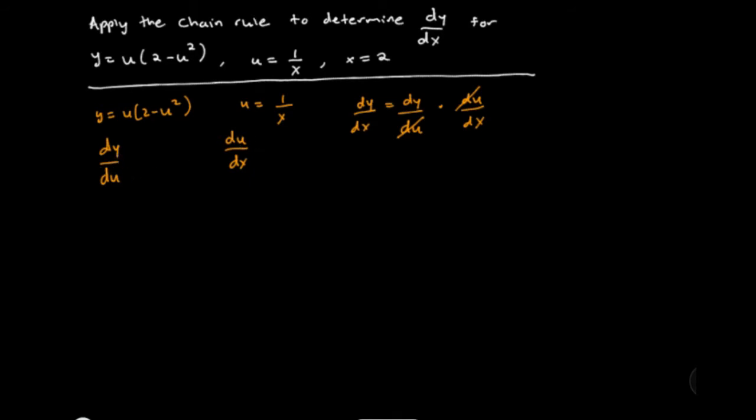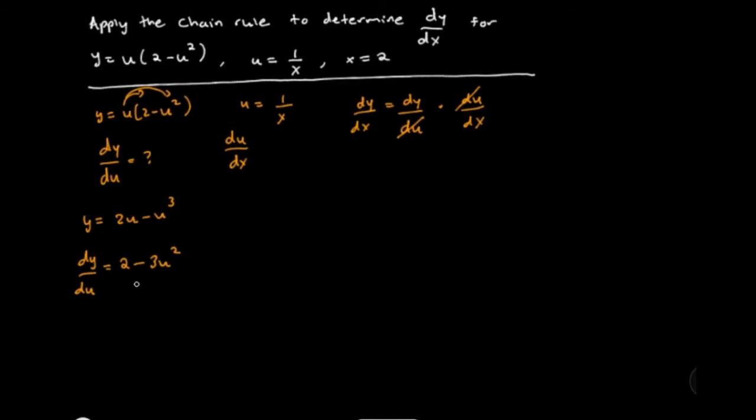So I'm going to figure out what each of these are and then multiply together to find dy over dx. Let's first find the derivative of y with respect to du. To make my life easier, I could use product rule at this point, but I'm just going to expand this out and just use power rule. So you get 2u minus u cubed. So dy with respect to du is equal to 2 minus 3u squared.